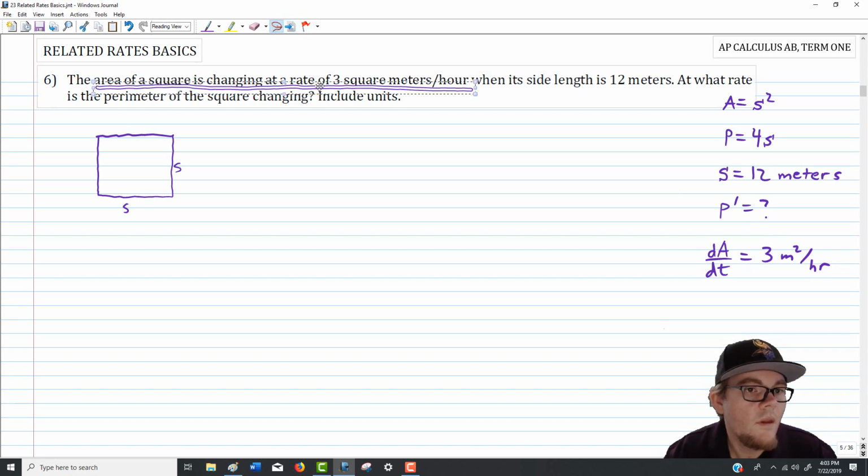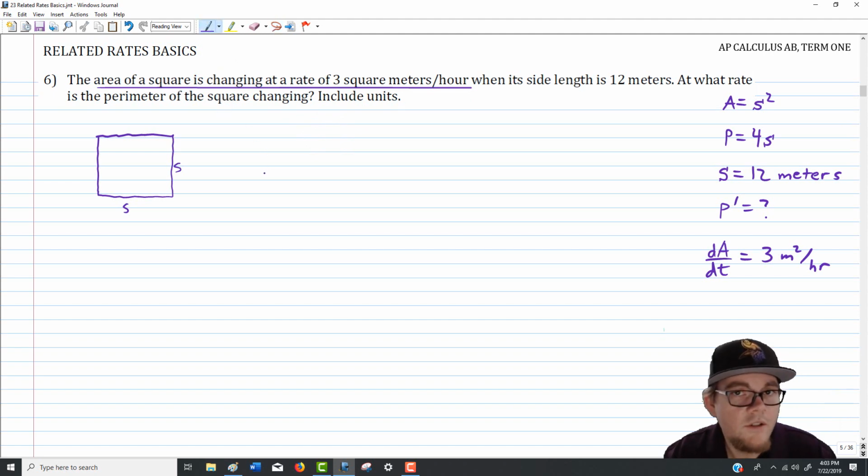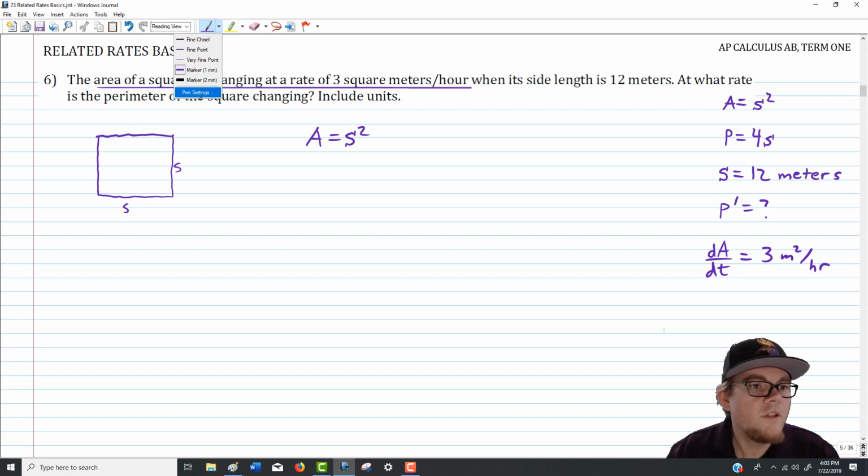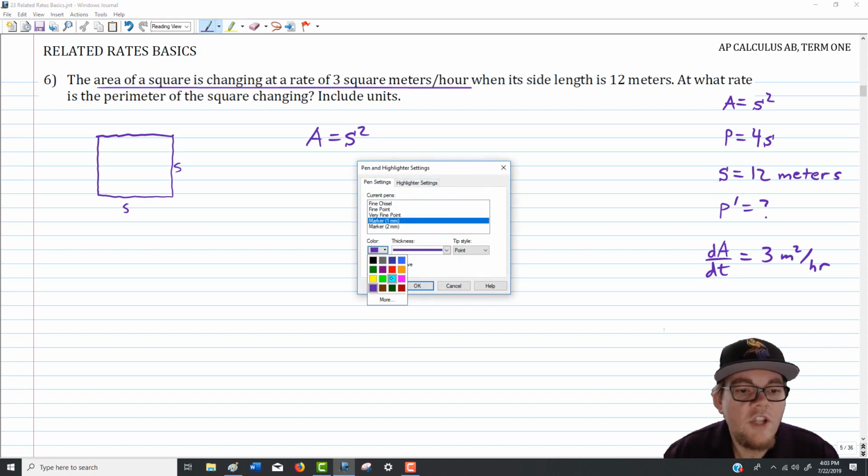It's an important one. So with that said, we now have a complete inventory of what's going on in this problem and what our situation looks like. Now it's a matter of starting to do the actual relating and the production of the rates. So the first thing we're told is that the area of the square is changing at a rate of 3 square meters per hour. So we know that the area of a square is equal to s squared. We want to talk about how fast or at what rate it's changing.